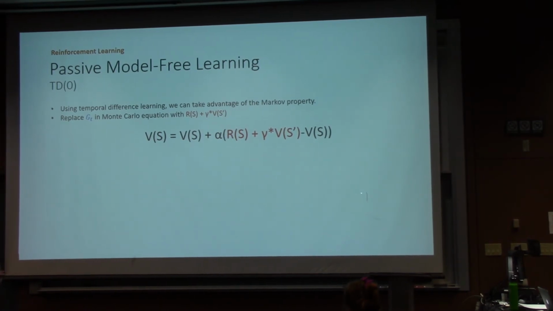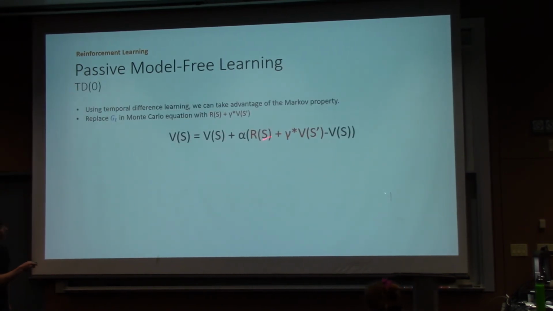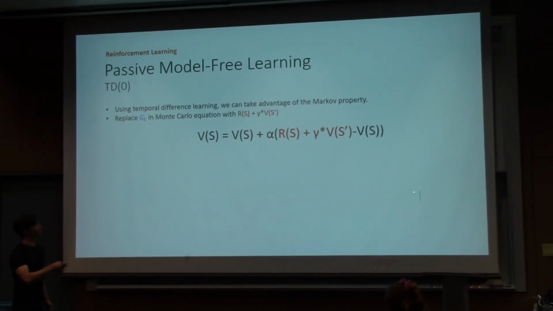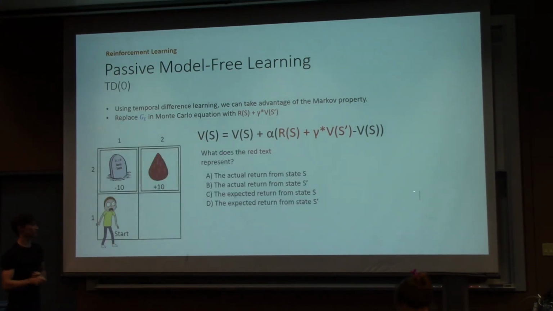And all we have to do is take the equation that we just had there for our incremental Monte Carlo method and replace it with this value. Before we had G sub t, which was the actual return that we got from some state to the end of the episode. Now we're replacing it with this red text. So my question to you is, what does the red text represent? I'll give you guys a few seconds on this.